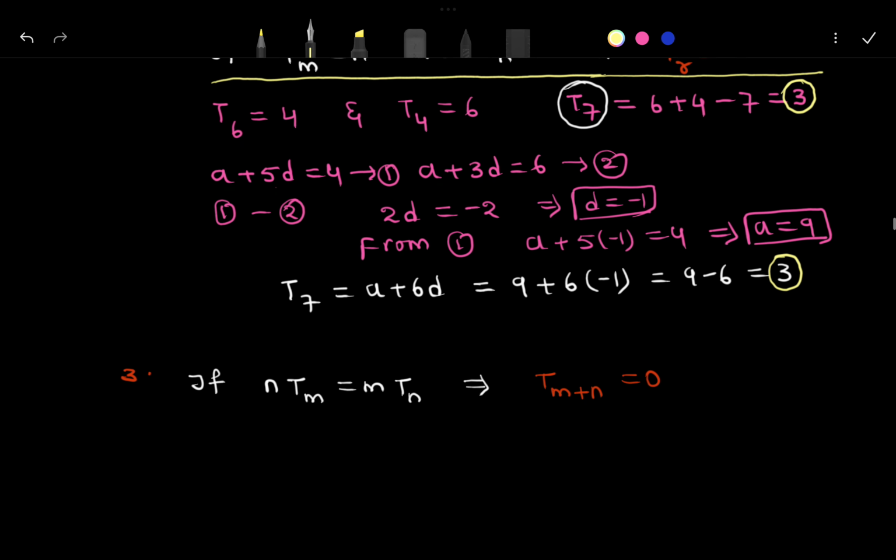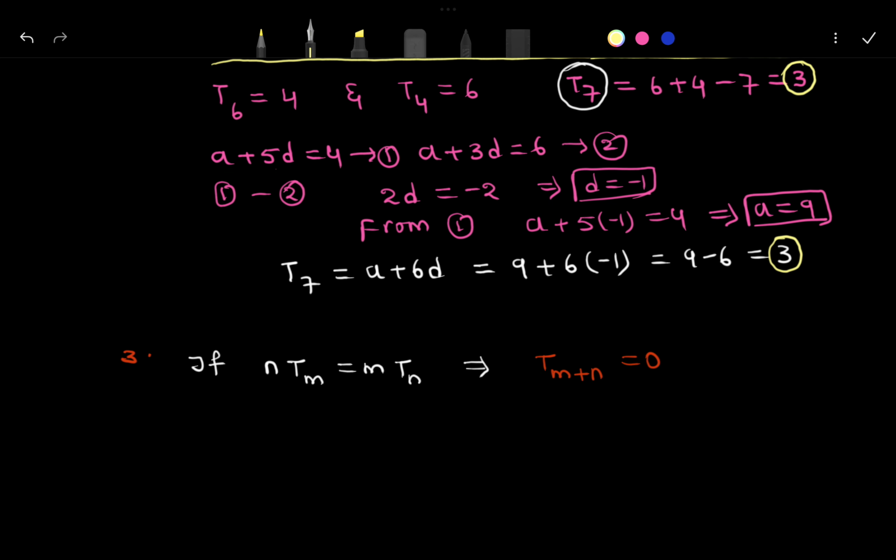Look at this. If n into Tm equals m into Tn, then the m plus nth term will be 0. For example, 5 into T4 equals 4 into T5. Here the n value is 5 and the m value is 4. Then Tm plus n is T9, so the ninth term of the AP will be 0. This is an example for the above shortcut formula.